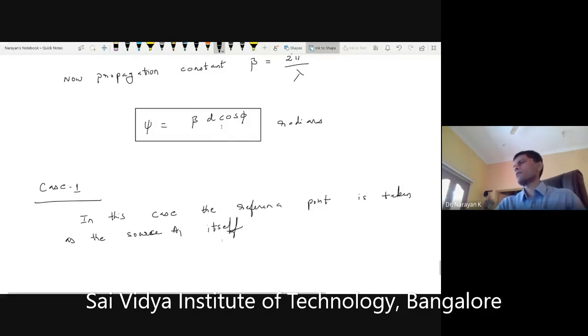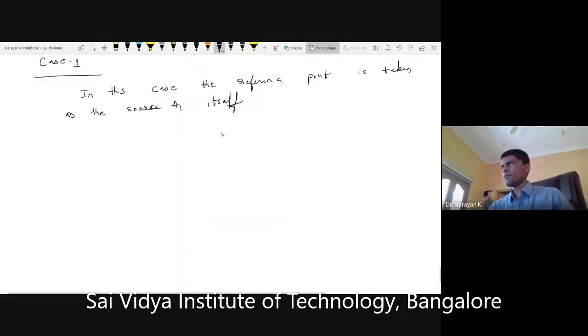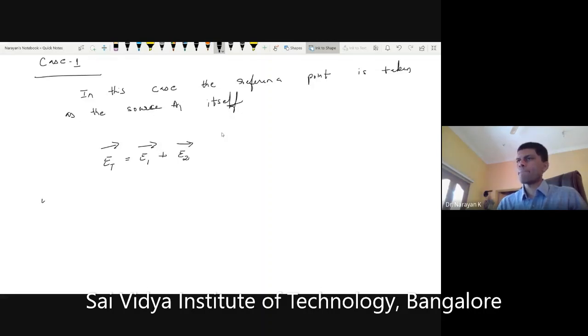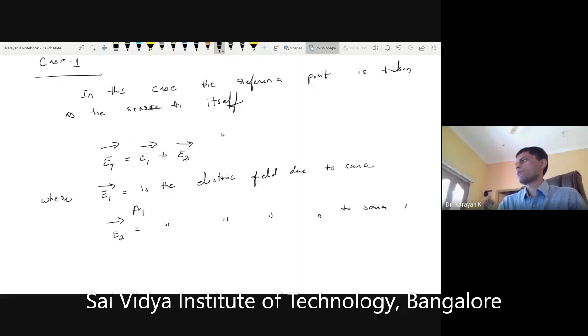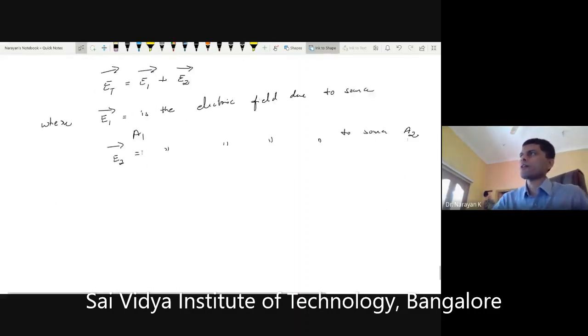A reference point is taken as the source A1 itself. So what happens here is the total electric field, E total, will be your electric field due to source A1 plus electric field due to source A2, where E1 is the electric field due to source A1 and E2 is the electric field due to source A2. A1 and A2 are 2-point sources.